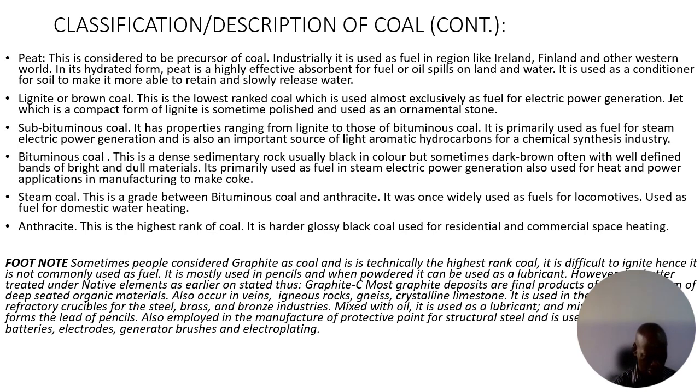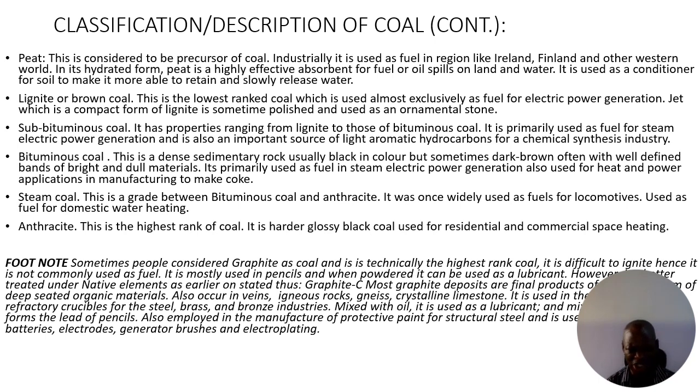However, there's a footnote under this. Sometimes people consider graphite as coal, and it's technically the highest rank coal, as we call it. It is difficult to ignite, hence it is not commonly used as fuel. It is mostly used in pencils, and when powdered down, it can be used as a lubricant. However, I prefer to treat this under the native elements. The graphite in this course is treated under native elements, as earlier stated.